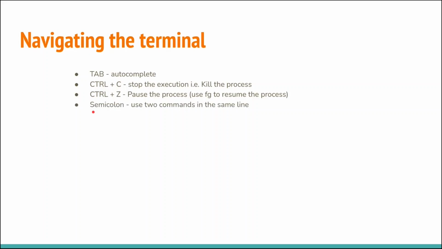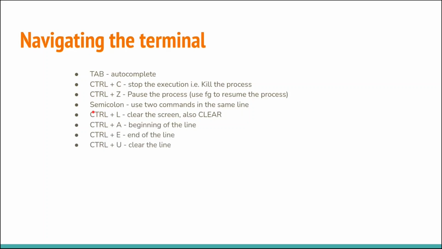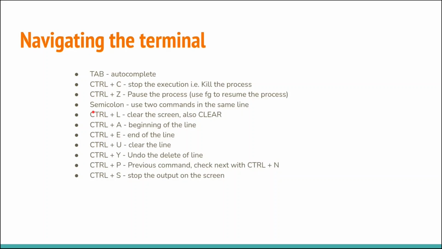Semicolon is when you want to use two commands in the same line, and Control plus L is clear the screen, also clear. Control A is beginning of the line and Control E is end of the line. Control U is the clear line and Control Y is undo the delete of the line. Control P is previous command and check next with Control N.